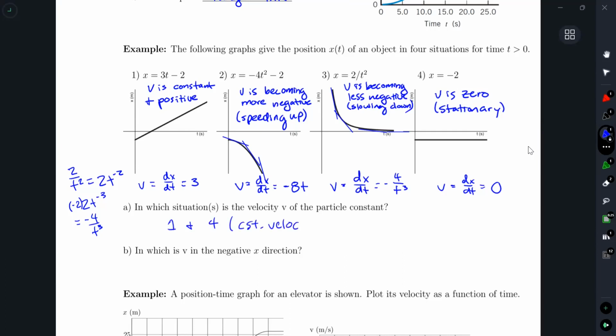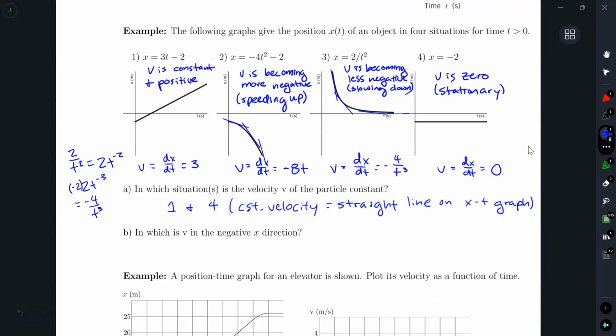Because just looking at the graphs, we can see a constant velocity corresponds to a straight line on your position time graph. So in 1, they are actually moving. In 4, they're not, but both are considered constant velocities. Okay. When is V in the negative direction? 3. The 3 and 2. Yep.